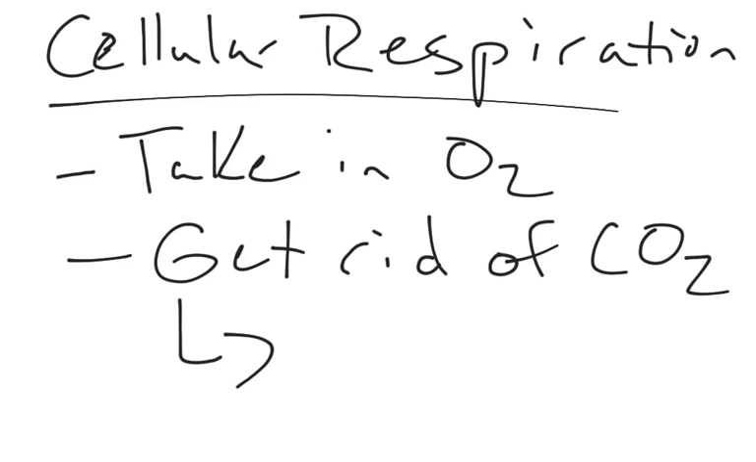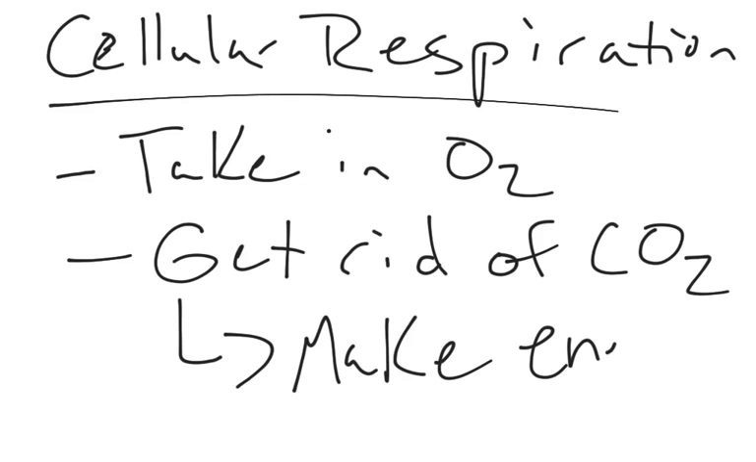Okay, so they take in oxygen, they get rid of CO2, and why do they do that? Because we have to make energy. Anybody know the form of energy in our body? The main form? ATP. ATP, yep. So we do that in order to make energy. Our form of energy is ATP.